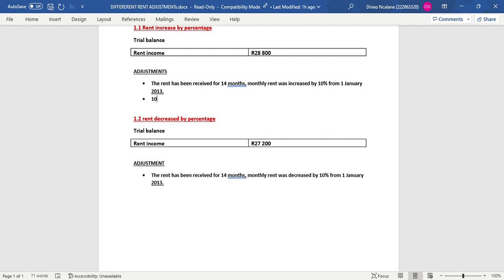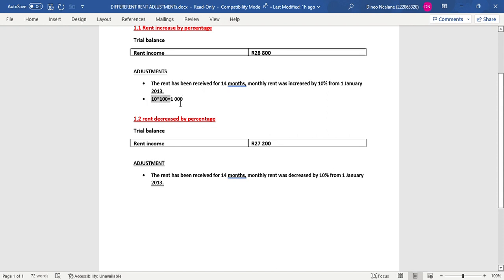Why this 10? We want to know how much the rent was per month before the increase. So 10 months multiplied by 100. That 100 is for 100%, because the rent is still 100%, no decrease, no increase. Then it is equal to 1,000 rand. So we have 10 multiplied by 100, and that is 1,000 rand.